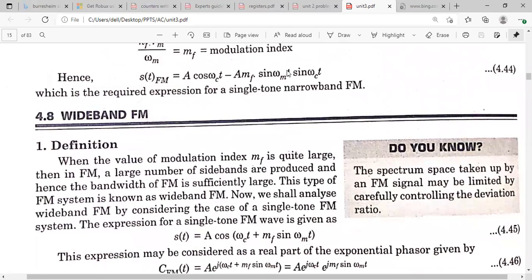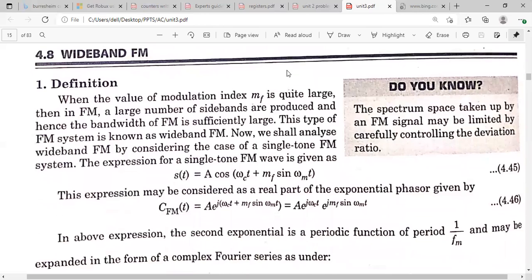And next, wideband FM. In order to generate a wideband frequency modulated wave, the frequency sensitivity factor kf should be very much greater than 1. You have to consider that, and only then will you get the wideband FM. Wideband FM means the bandwidth is very large, if the modulation index is very large and the bandwidth of the FM wave is also very large.